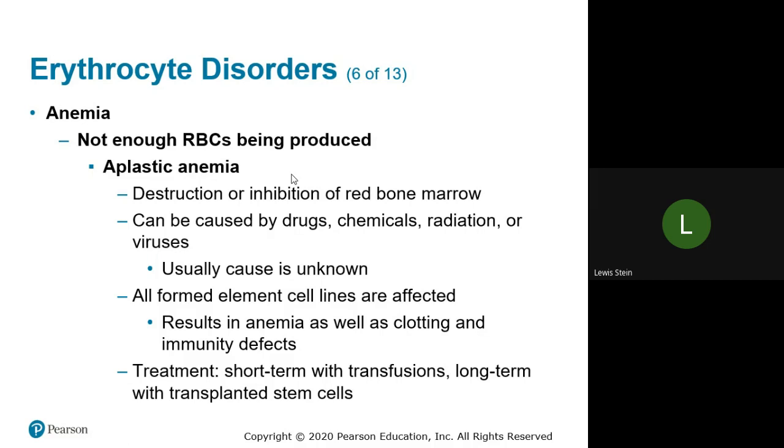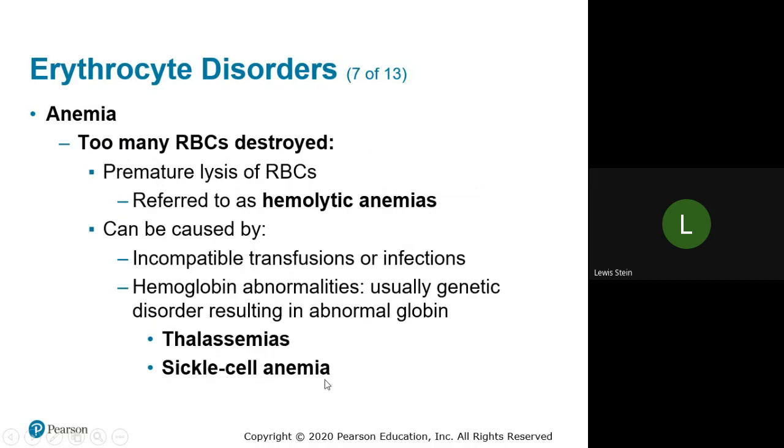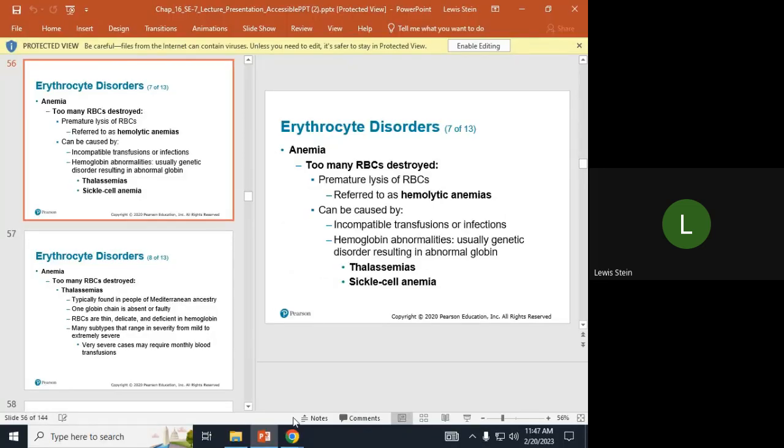Because we have 1,000 times more red cells than white cells, the usual people succumb to infection because they don't have enough white cells to fight infection. And again, probably these days you're looking at bone marrow transplants. So we'll stop there before we get to the hemolytic anemias. That's where sickle cell and the thalassemias come into play.